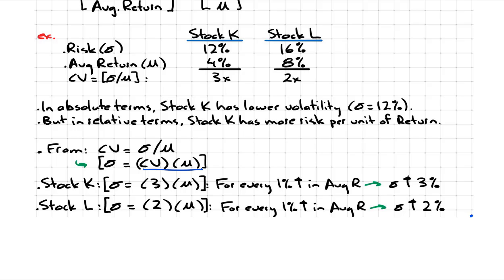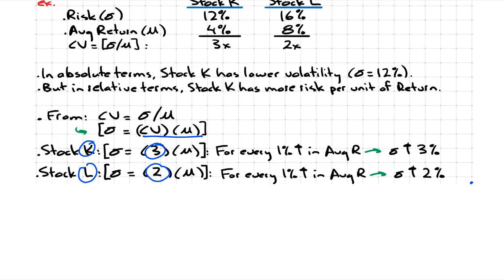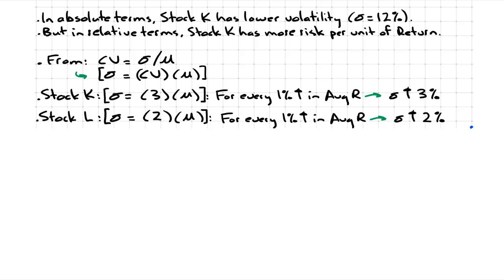And then by plugging in the coefficient of variation for both stock K and L, you can see how straightforward it becomes to interpret it. So for every 1% return with stock K, risk would increase 3 times. On the other hand, for stock L, for every 1% increase in return, risk only increases 2%.